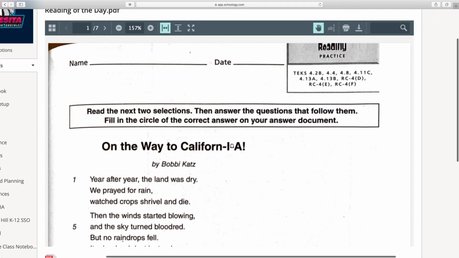So we said that you have two readings. They are two different genres. So for today you have an expository piece. That means that you have a reading giving you information, and the second one is a poem, okay? But they have the same topic, and the topic that you have for today is the Dust Bowl, okay? So let me read the instructions again for you. It says read the next two selections, then answer the questions that follow them.